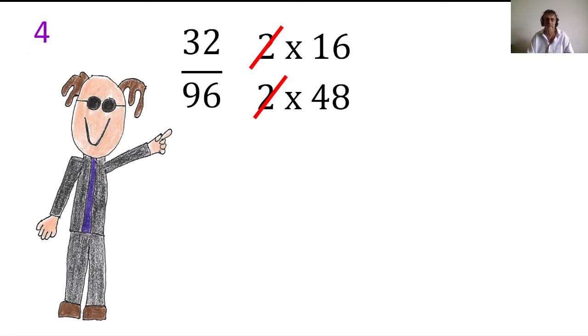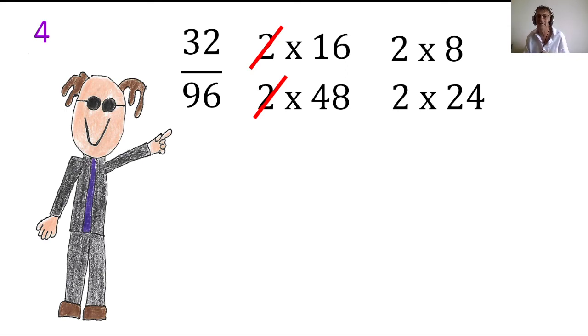We've now got 16 over 48. Both are even numbers. Both are composite numbers. And so we must factor them. So the factors of 16, we divide by 2. 16 divided by 2 equals 2 times 8. 48 divided by 2 equals 2 times 24. Any common factors? Yes, of course, teacher. 2 and 2. Cancel them out.